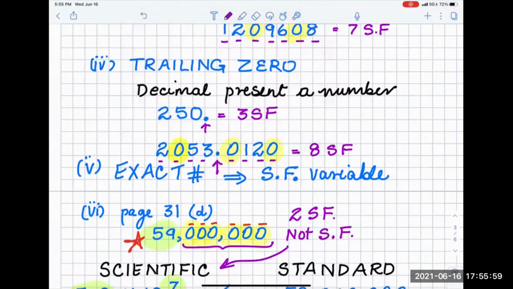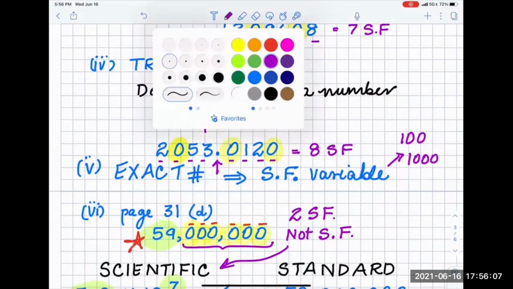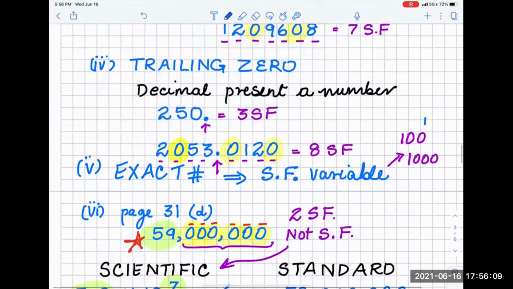For example, if you have 100 and 1000, they could have multiple significant figures. 100 could be 1, 2, or 3 significant figures. 1000 can have 1, 2, 3, and 4 significant figures. So for all exact numbers, it's variable.